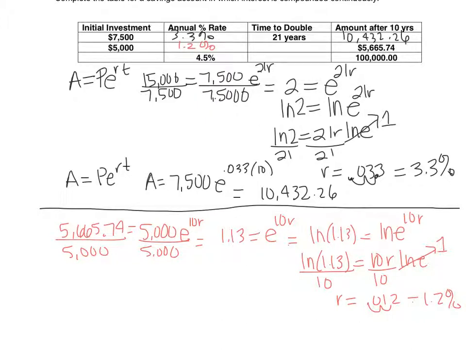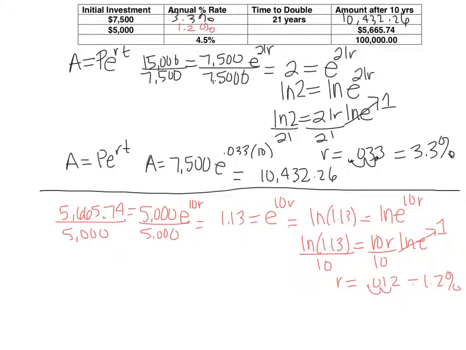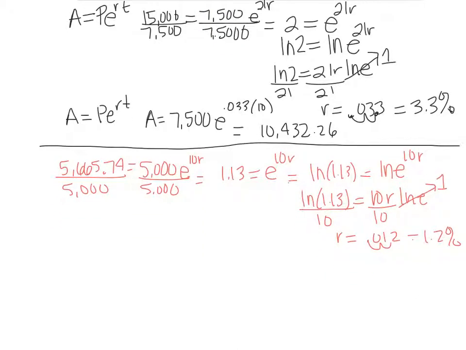Okay, now we're going to go back and look at how long it is going to take for my investment to double. So I'm going to set up my problem. I know if I'm doubling my investment and I started off with 5,000, then that means in the end I'm going to end up with 10,000. My initial investment was 5,000.